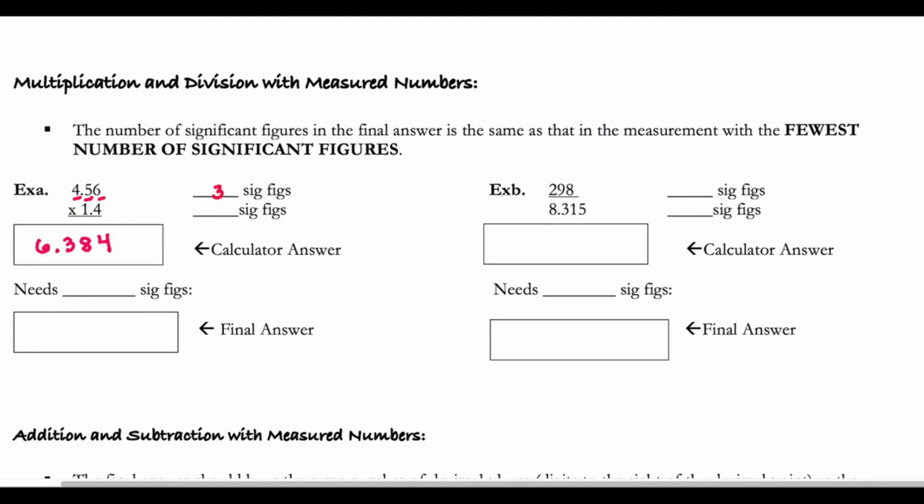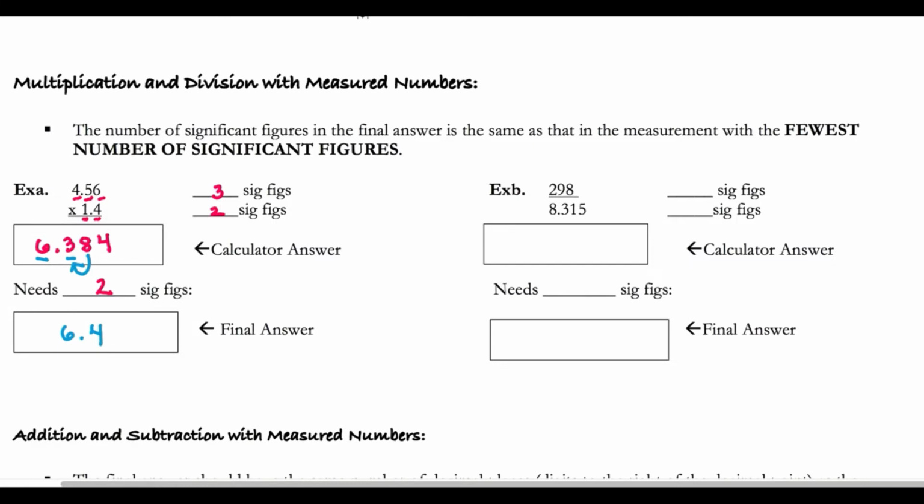1.4, again, a decimal is present, so I'm going to count from left to right. 1 is the leftmost number, so it's going to be 1, 2 sig figs, which means, based on the rule that I just read, this answer, 6.384, needs to be rounded to the fewest number of sig figs, which is going to be 2 significant figures. That tells me I'm going to want to keep the 6 and the 3. When I'm deciding, do I round the 3 up or leave it the same, I look at the next digit, it's an 8. The 8 will round the 3 up, so my final answer will be 6.4. And that's the correct number of significant figures because I only want 2.